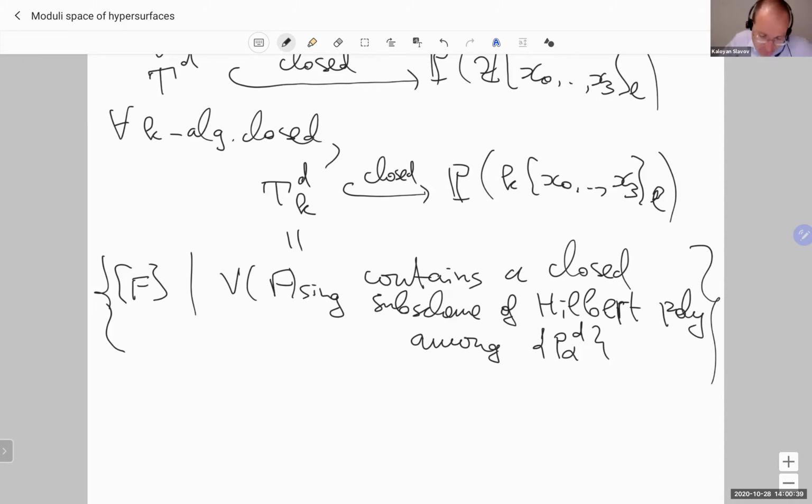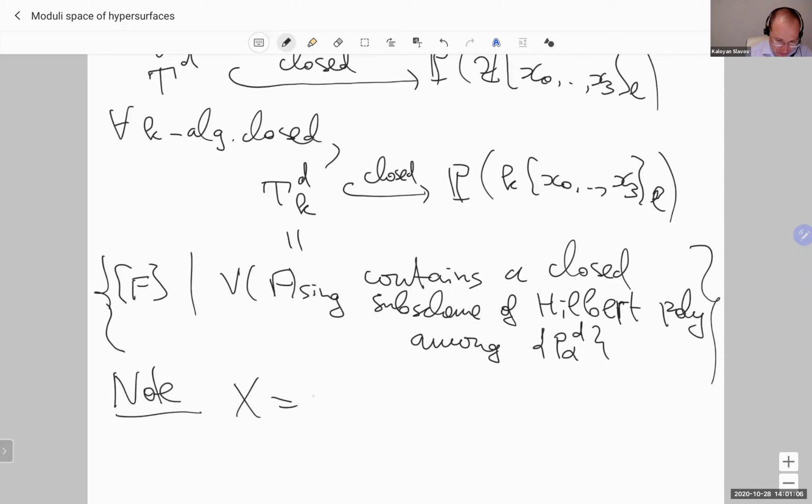But it may not be a hypersurface. A point in this TD may not be singular along an integral curve of degree D. It may be singular maybe along a line, but this line has some fancy scheme structure so that, with its scheme structure, it has degree 2 or 3. So this is the TDK.